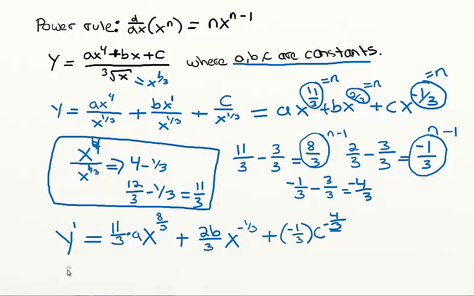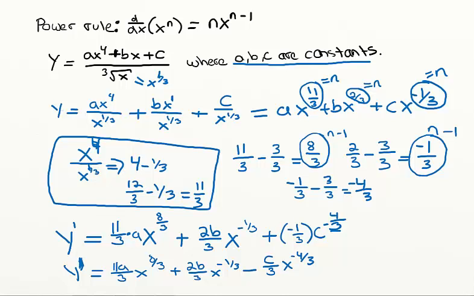Alright, so if we want, we can write y prime for our derivative, right? So y prime is the same as dy/dx, so we can write it like that. So we get 11a over 3 x to the 8 over 3 plus 2b over 3 x to the negative 1 over 3. Then we have minus c over 3, and then an x to the negative 4 over 3. So there's our derivative with the power rule.